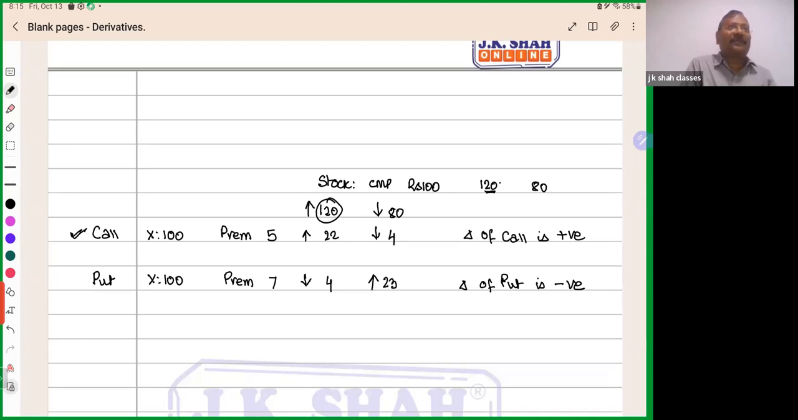Now, opposite directions mein karenge hum. Right? So, but basic call ka delta is positive. Basic put ka delta is negative. I can change this by undertaking a long or a short position in either of them. For example, basic delta of put is what?